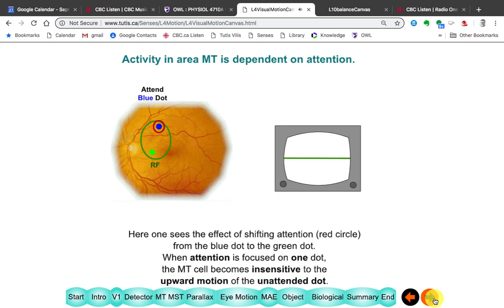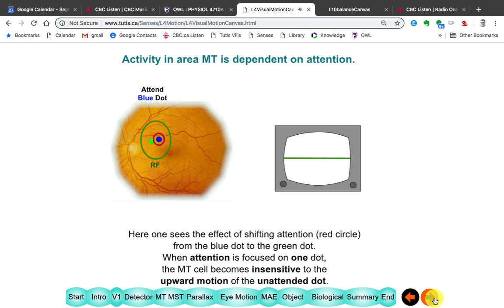Now let's try something else. We have two dots, and we say, pay attention to the blue one. Now the green dot is moving up, but you're paying attention to the blue dot. And so now the blue dot is moving up, and the cell lights up. But now we say, pay attention to the green dot. And now it's firing when it goes up. And the cell stops firing when the blue dot goes up, because we're paying attention to the green dot. So MT is very sensitive to what characteristic you're directing your attention to. It's sensitive to direction of motion, but also what you're attending to.